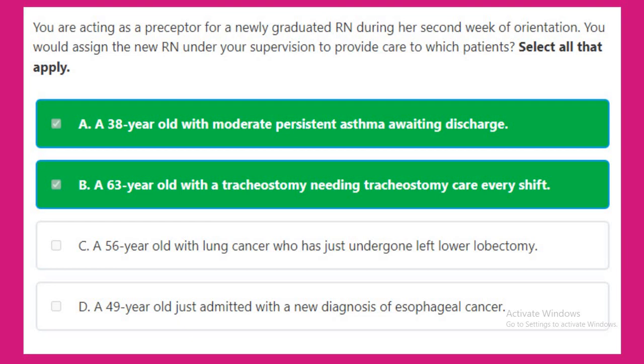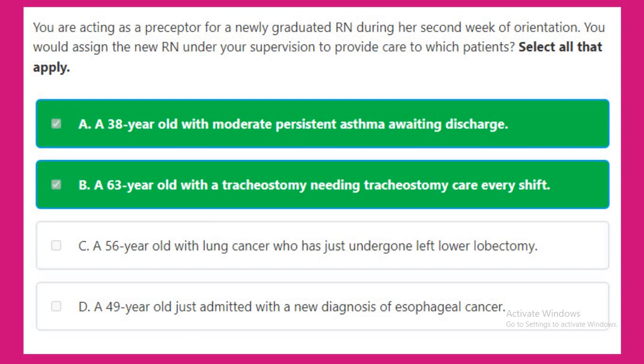Then, you are acting as a preceptor for a newly graduated RN during her second week of orientation. So by this they mean that this is a new nurse. You would assign a new RN under your supervision to provide care to which of the patients? Select all that apply. A 38-year-old with moderate persistent asthma awaiting discharge. A 63-year-old with a tracheostomy needing tracheostomy care every shift. A 56-year-old with lung cancer who has just undergone a left lower lobectomy.